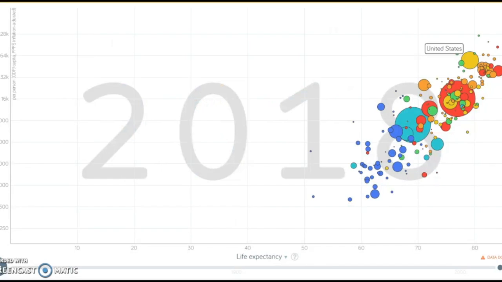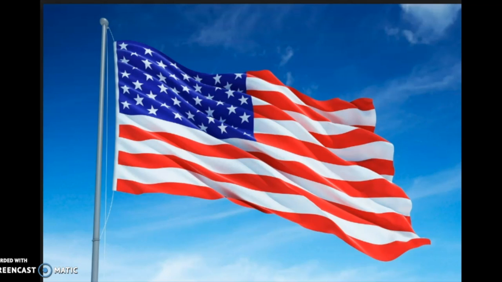As the graph concludes in 2015, you can see the large shift that has occurred as there has been a large increase in life expectancy and income per person. We have chosen to highlight the United States to show how income has affected life expectancy in our country.